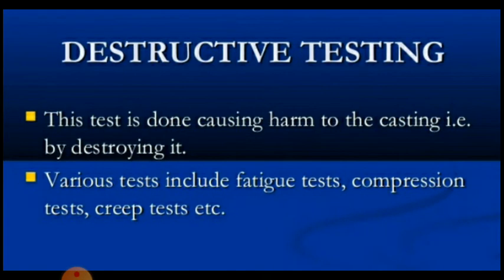Next is destructive testing. Destructive testing includes picking up a few sample castings, cutting them into pieces at the points where defects are suspected, and then examining their surfaces and properties. So this test is done by causing harm to the casting, that is, by destroying it. That casting is destroyed, so it is of no use again.